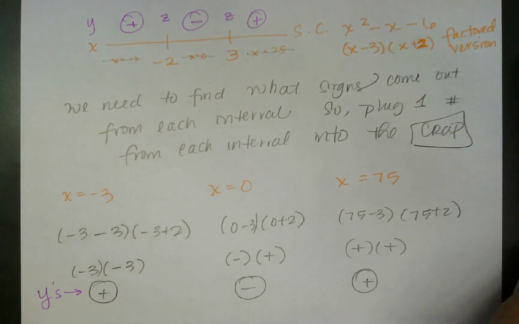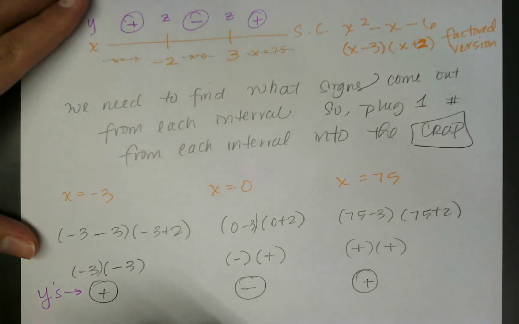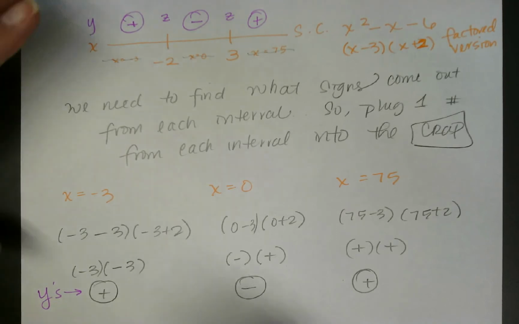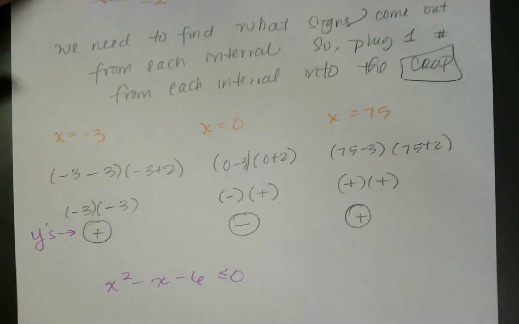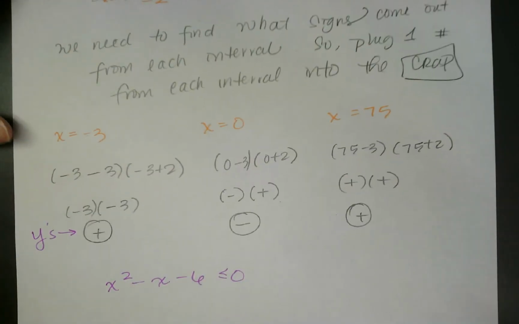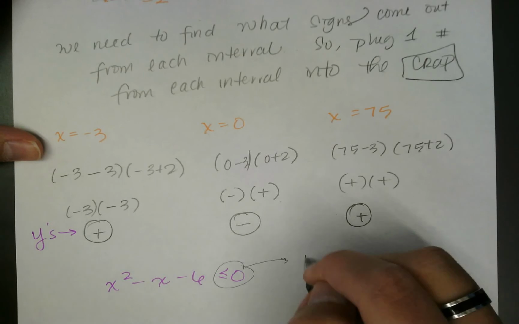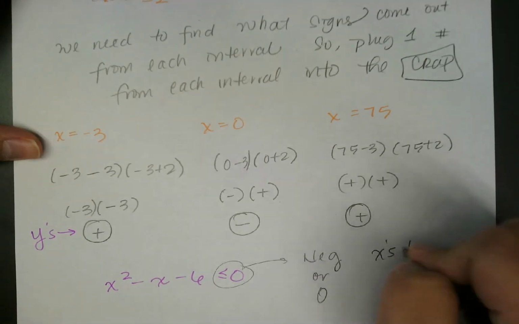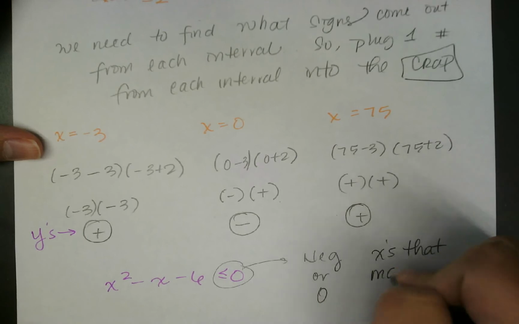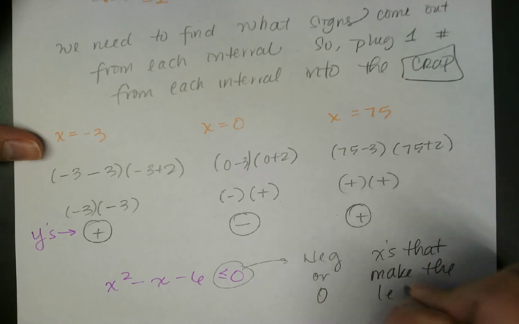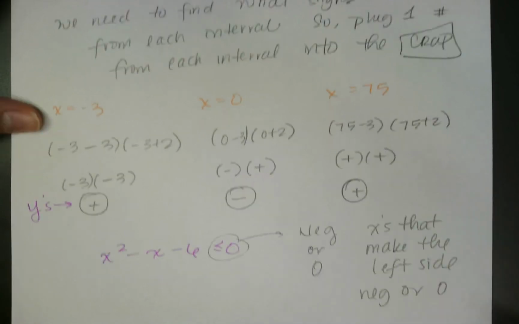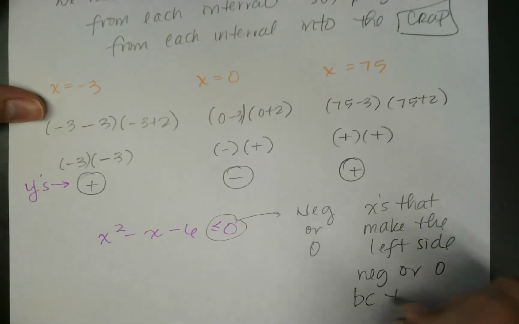All right, let's go back to the original problem, which was x squared minus x minus 6 is less than or equal to 0. Less than or equal to 0 means negative or 0. So we want the x's that make the left side negative or 0, because that will make a true statement.